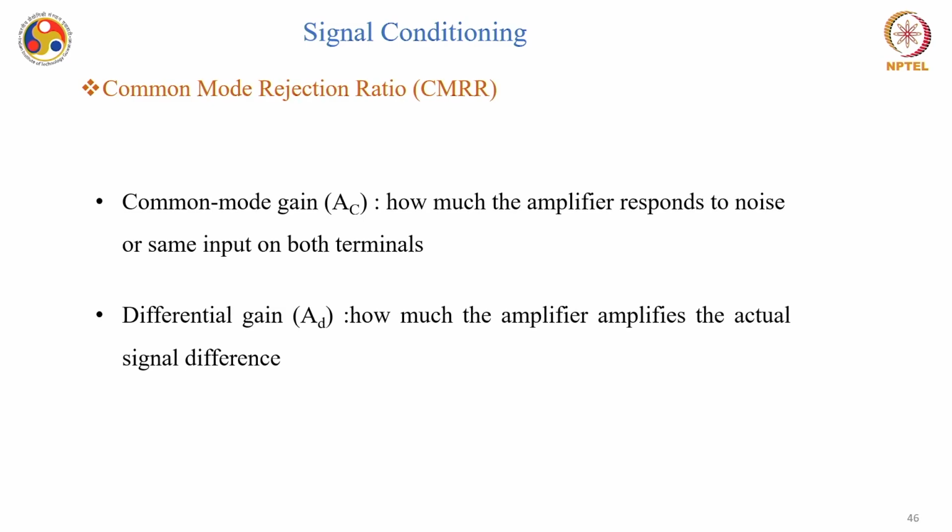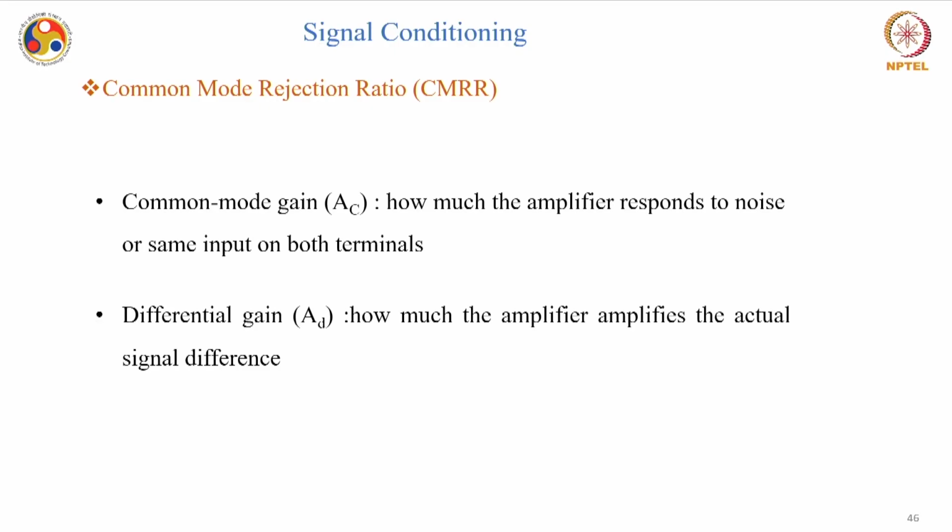Now this is very important, particularly to reject noise, and for that you have to understand one important concept, CMRR, common mode rejection ratio. If you see, you have two gains, one is the common mode gain and another is the differential gain. The common mode gain tells you how much the amplifier responds to noise, or when the same input is applied to both terminals. Right now I am assuming that the same noise is appearing at both inputs. And the differential gain, AD, gives you an idea of how much the amplifier amplifies the actual signal difference.